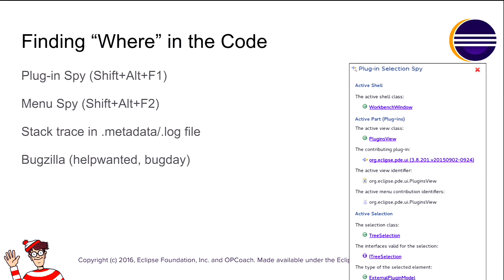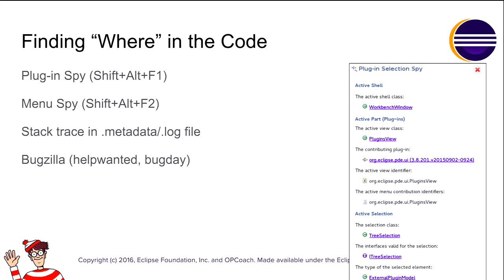One of the challenges of providing a fix is figuring out where in the code to apply that fix. So let's say you find some behavior in a view that is confusing, or even something as simple as the text in something could be clearer, or maybe a menu entry doesn't feel consistent. The Plugin Spy, Shift-Alt-F1 on Windows and on Linux, I'm not sure what it is on Mac, will give you the Plugin Spy.